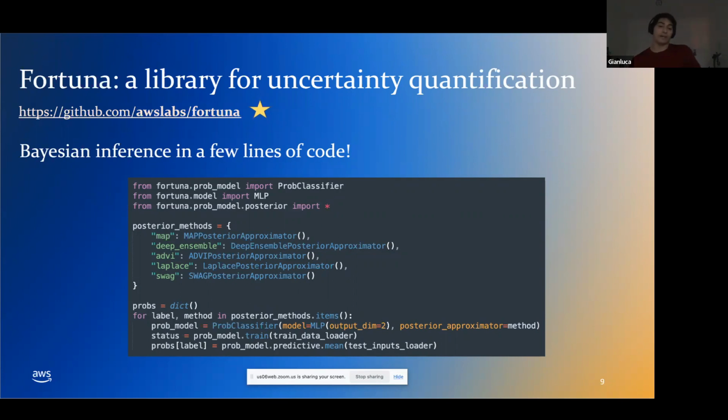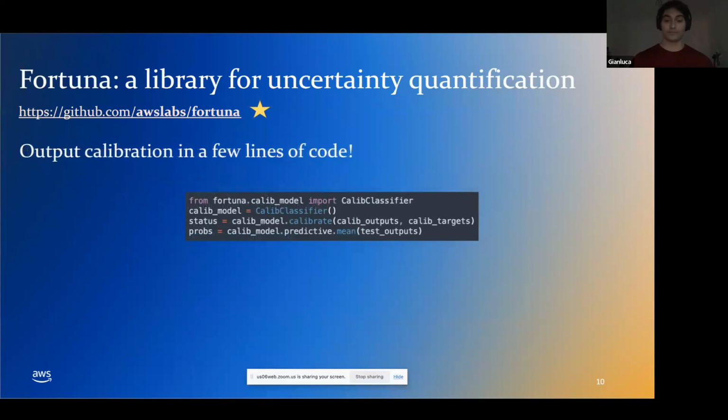Okay, and then finally, if you want to get some statistics, so now in this case I want the predictive mean, you could get the predictive variance, aleatoric variance, epistemic variance, whatever. You just need to do a probabilistic model, then call the predictive attribute and the mean attribute. Okay, and that's it. You will get some probabilities.